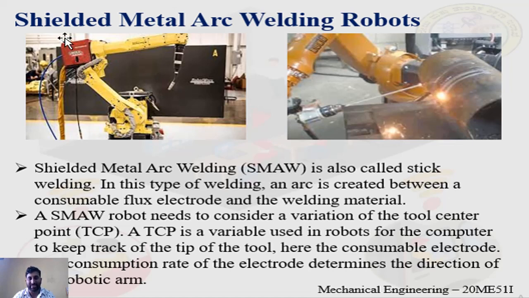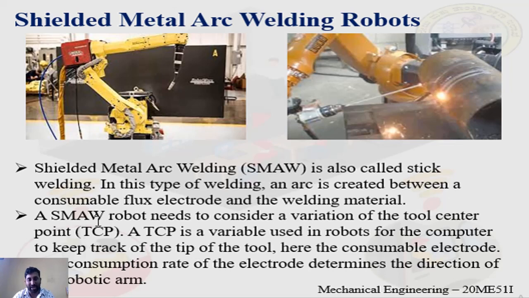Here in these shielded metal arc welding robots, the electrode we are using is a consumable electrode, and the electrode is coated with a flux. During the welding, that flux will evaporate and become gases, and that covers the weld pool. Shielded metal arc welding is also called stick welding. In this type of welding, an arc is created between a consumable flux electrode and the welding material.